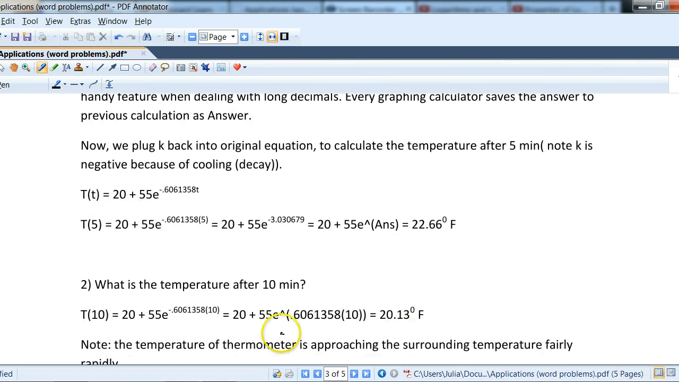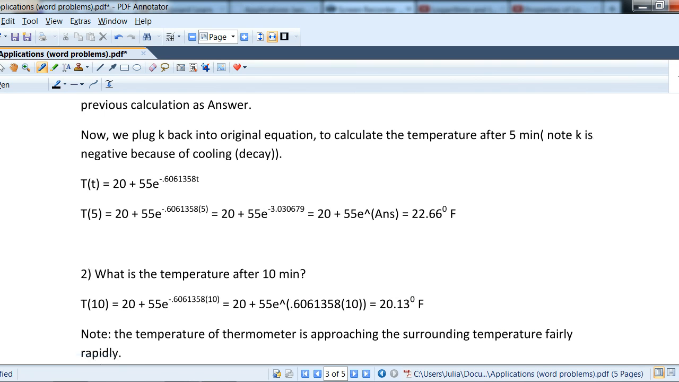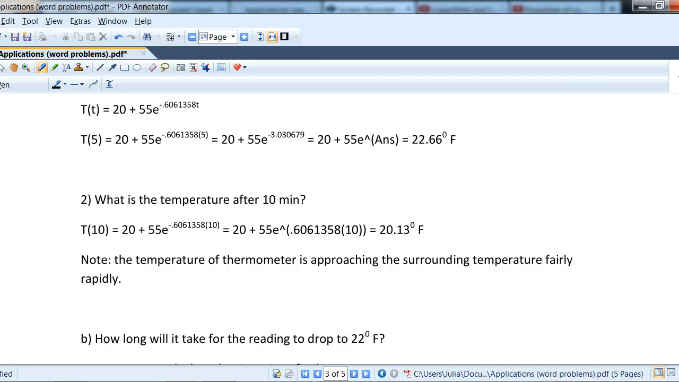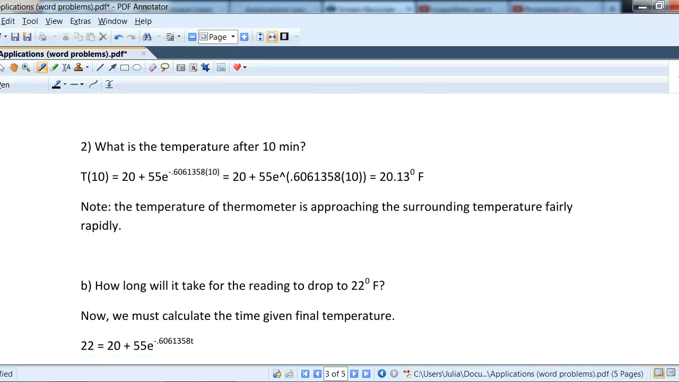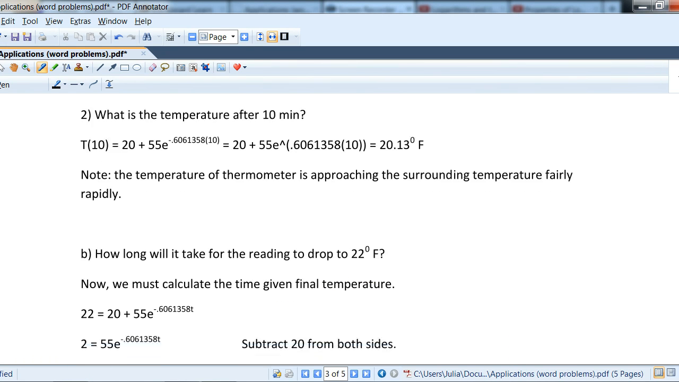And notice 10 minutes is even closer. So I put it in a calculator, and it's a little bit easier when you're just plugging in the time. If you had to solve for the time, then of course you would need to use logarithms, maybe a little bit more challenging. How long will it take for the reading to drop to 22 degrees? Well, here's where we solve for the time. Notice how you can put in the 22, basically working with the equation. Subtract 20 from both sides, you'll get 2.